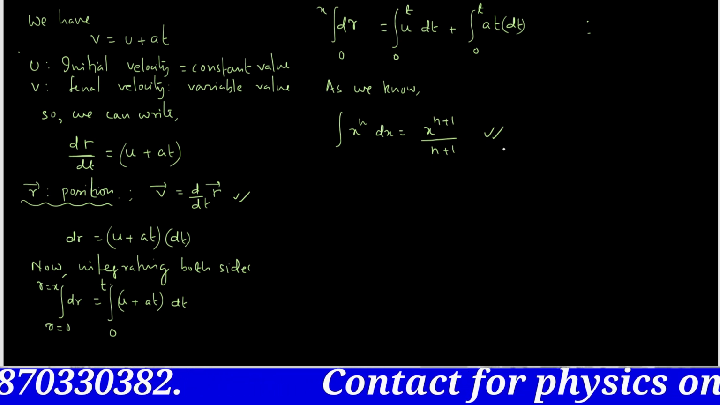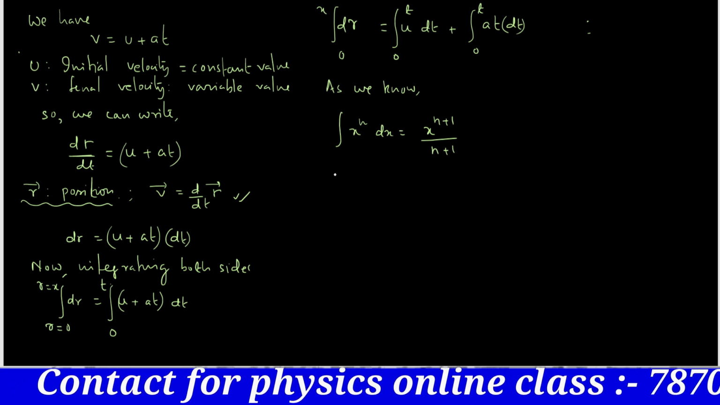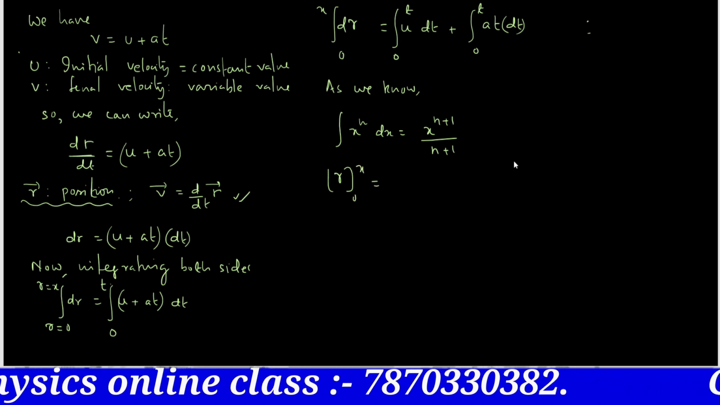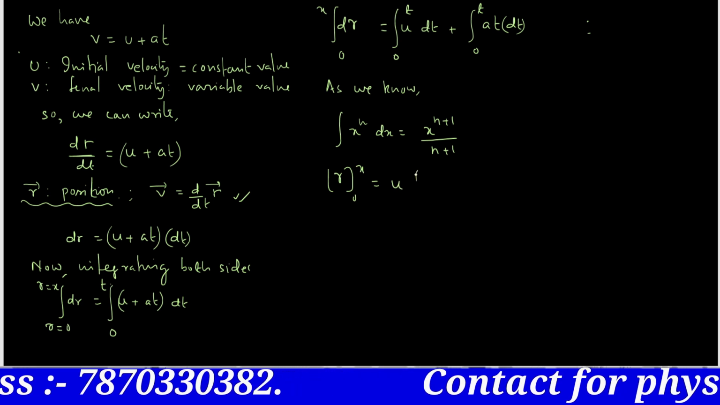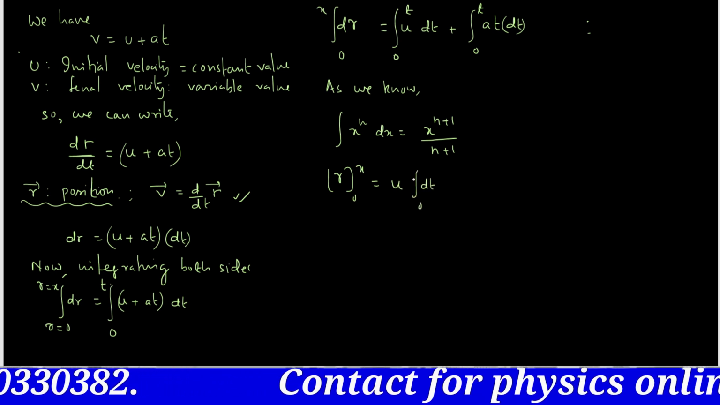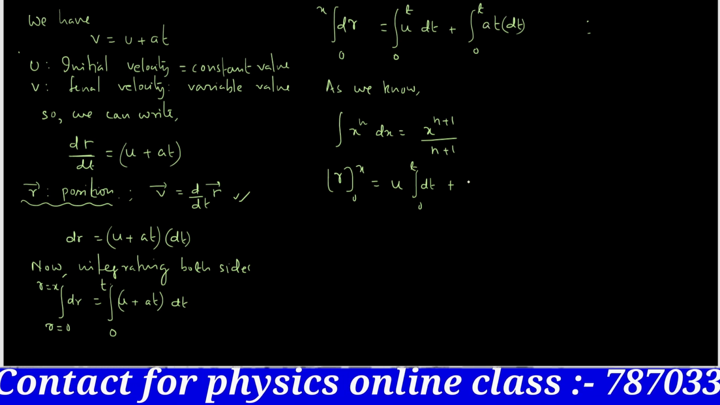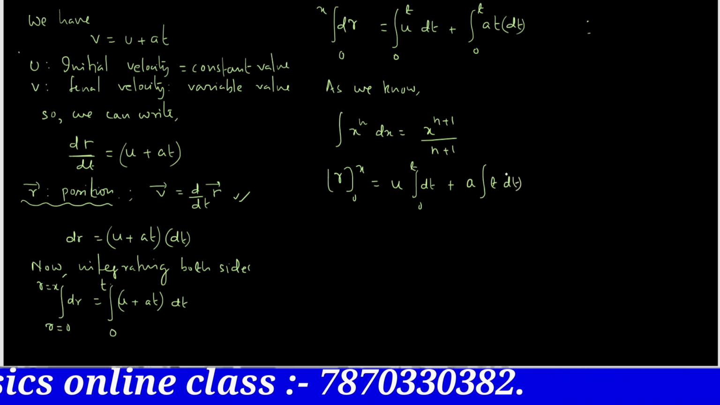Very good, excellent. And then this will be r from 0 to x. Here u is constant, so this will be outside, and this will be integral dt from 0 to t, and here a is constant, and this will be integral t dt from 0 to t.